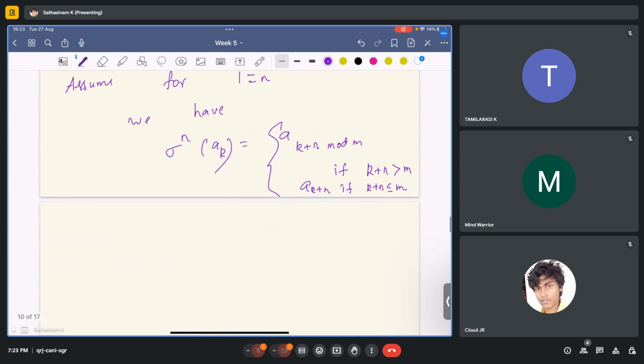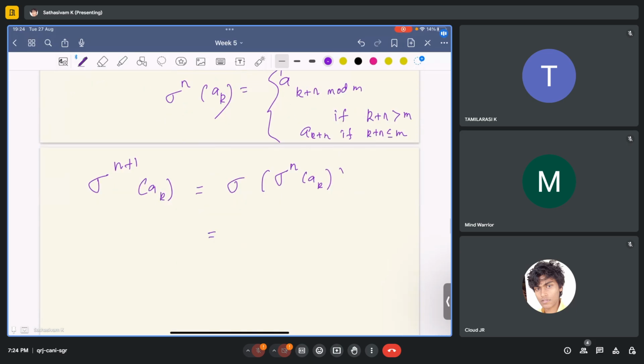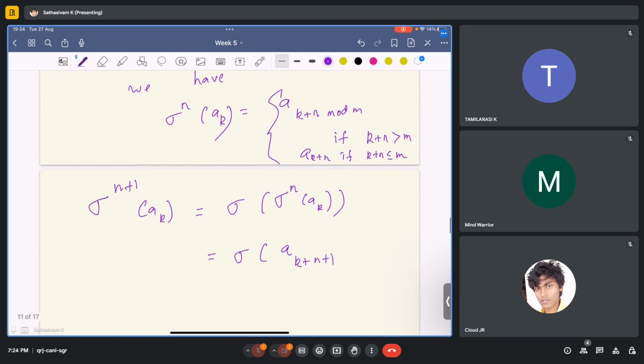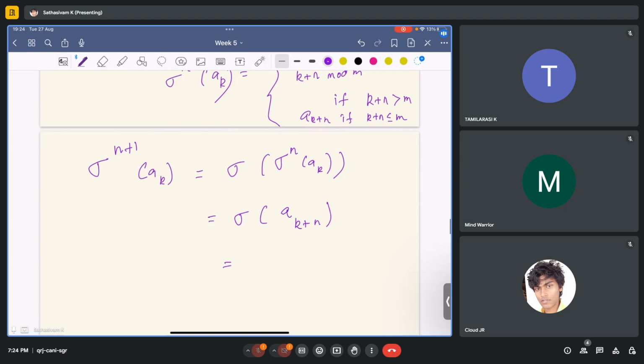Now we will do one more thing. We have to look at sigma n plus 1 of ak. But sigma n plus 1 of ak is sigma of sigma n of ak. This is nothing but sigma of a k plus n. Now apply the sigma again. It will be a k plus n plus 1.